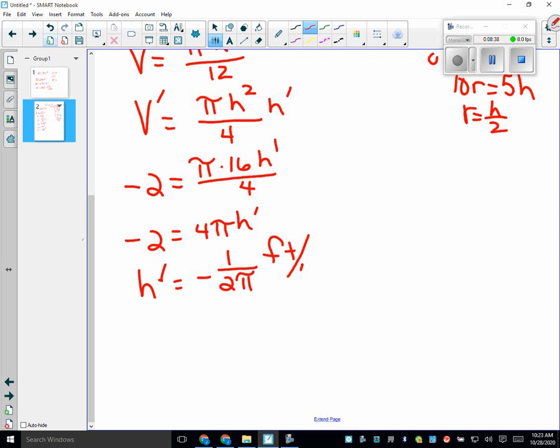Feet per minute. So it's feet, not feet squared, because it's just height. It is not area or volume. Okay. Where is that -1? Where's your pi? I divided right here both sides by 4 pi. Oh, I see.